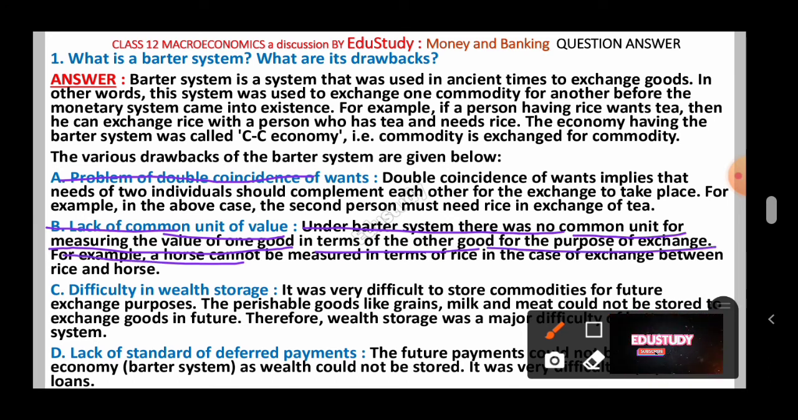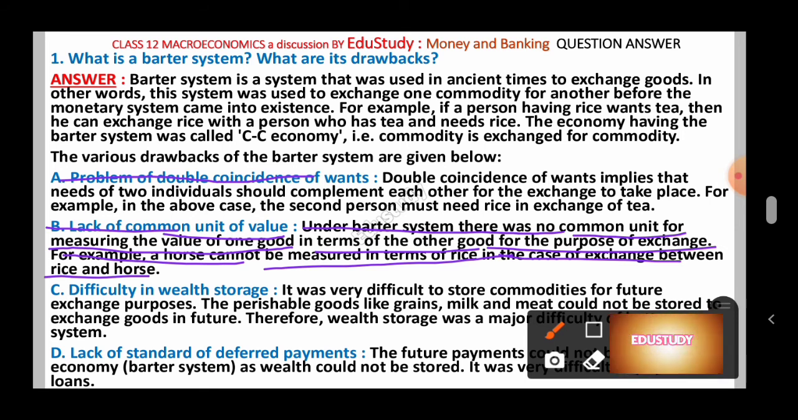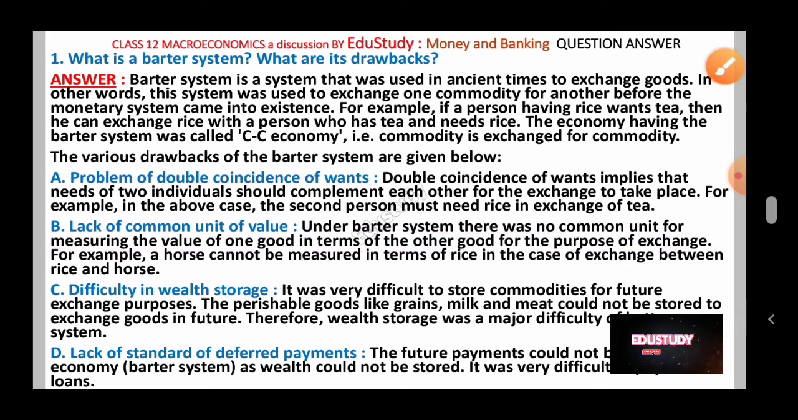For example, a horse cannot be measured in terms of rice in case of the exchange between rice or horse. So this is important here, that is lack of common unit of value. That means if I want rice, I have a horse to exchange with you, but what happened? So what will be the common value, common unit? That means for your horse, how much amount of rice I have to pay you. So that was the problem.